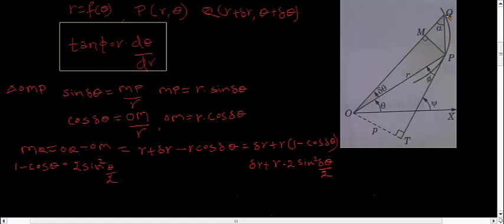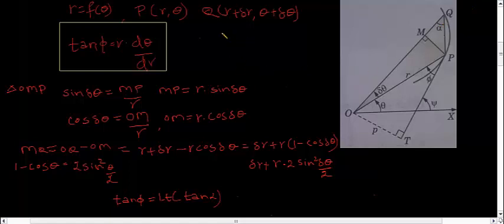Here, if this point Q tends to P, delta theta tends to 0 and this angle alpha tends to phi. So what is tan phi equal to? Tan phi is equal to limit of tan alpha. This is the angle alpha.